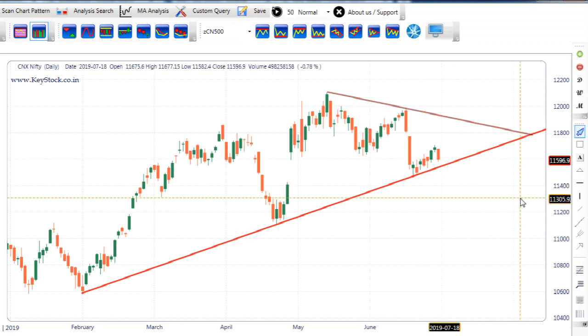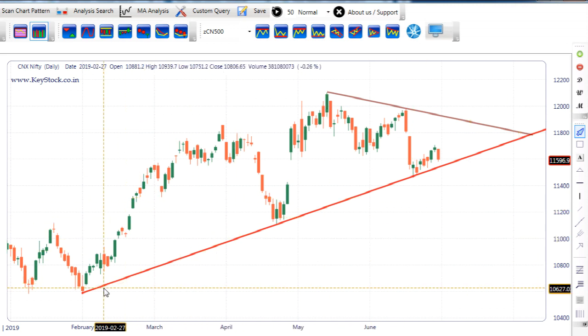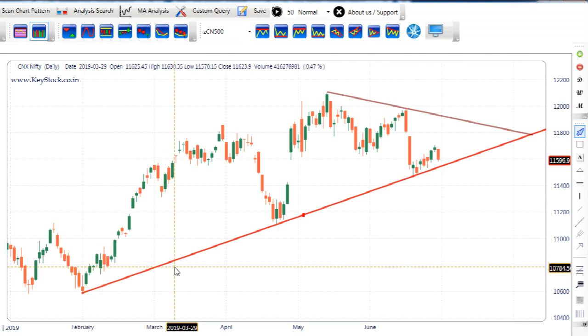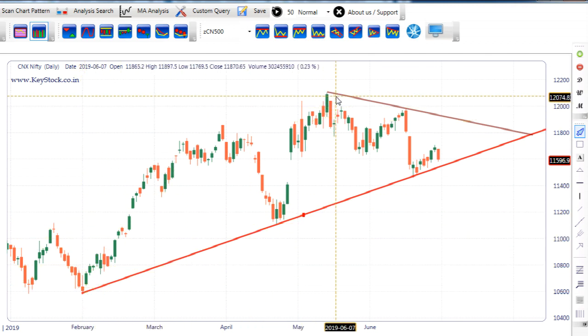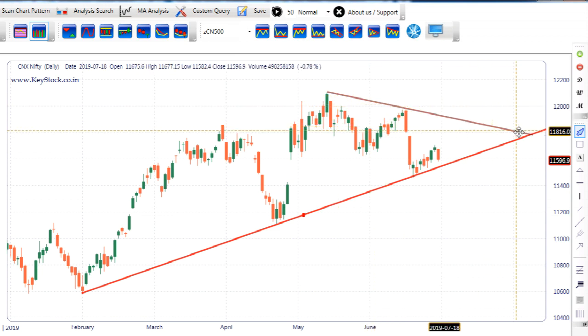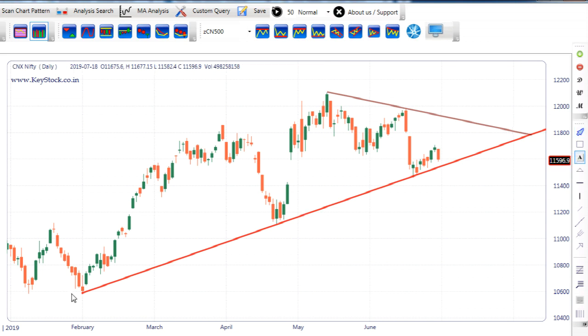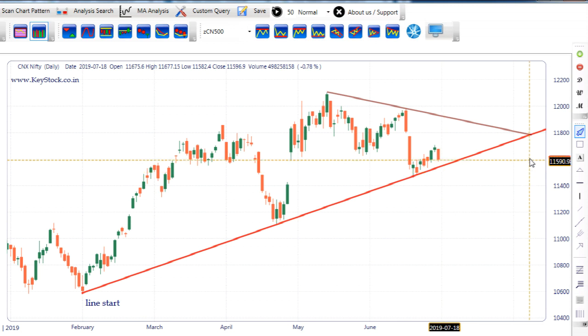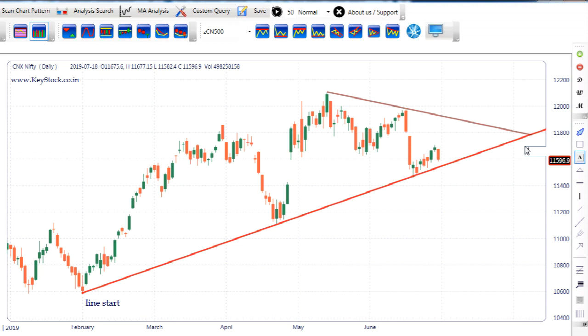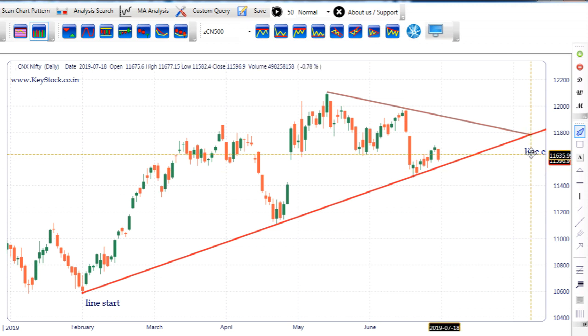The most important aspect of any trend line is the slope of the trend line. The trend line can be upward sloping like this one, or downward sloping. If the line start is below the line end, then it is termed an upward sloping line. As you can see, the line end is above the line start, so we'll term it an upward sloping trend line.